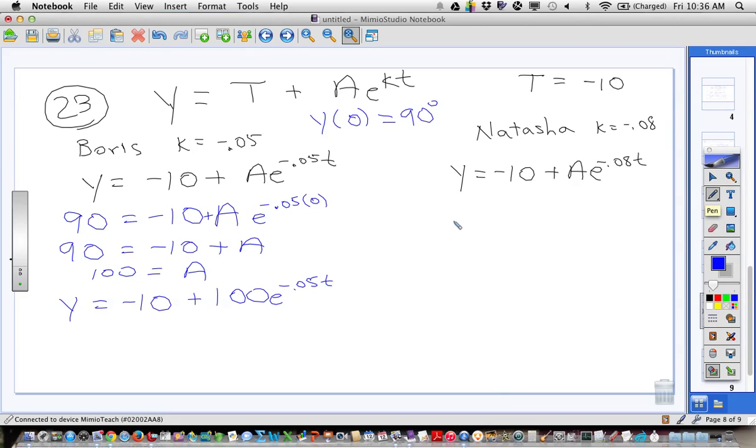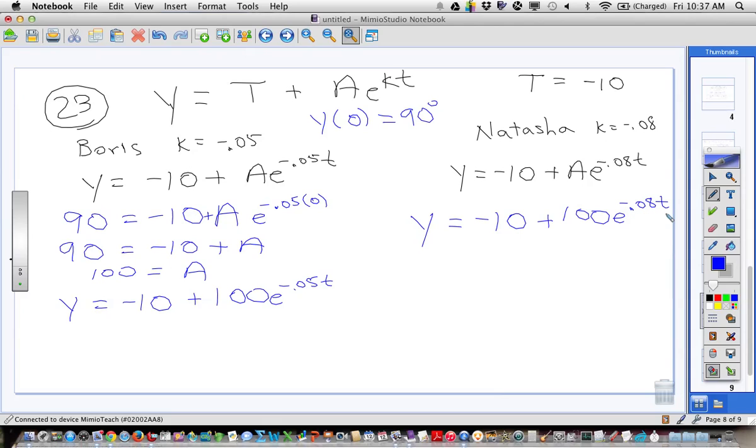And the same thing is going to be true for Natasha. Because when you put a 0 in for T, the K doesn't matter. So this is e to the 0, which is 1, so we're going to add 10. So we're going to get negative 10 plus 100 e to the negative 0.08 T. So there's their 2 equations, one for Boris, one for Natasha.